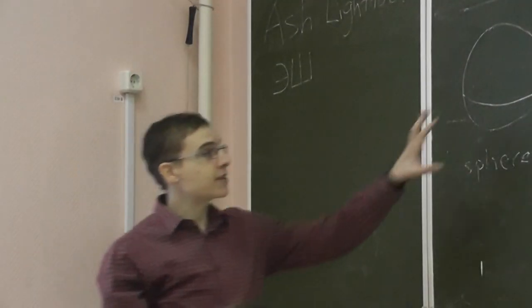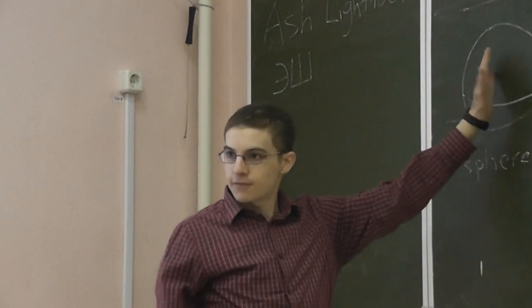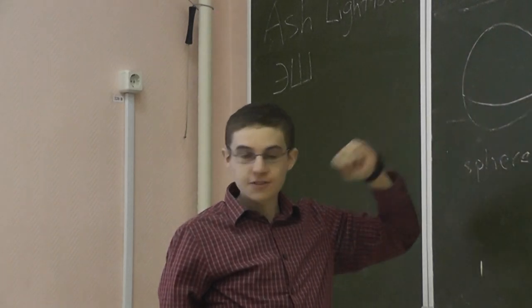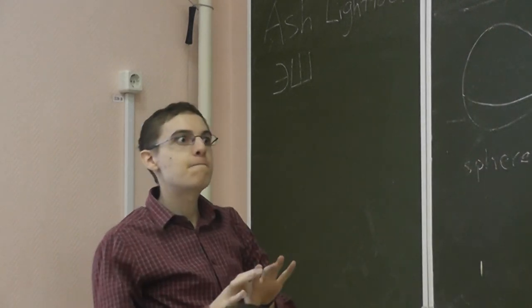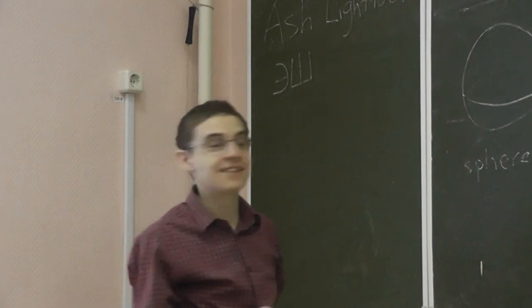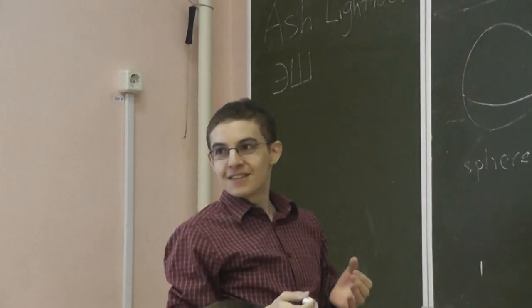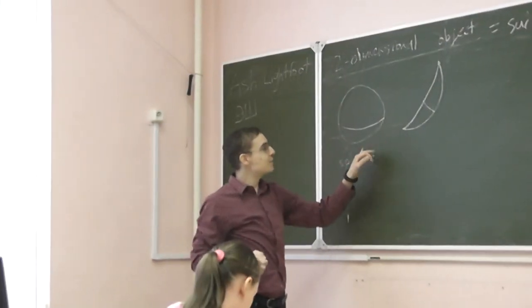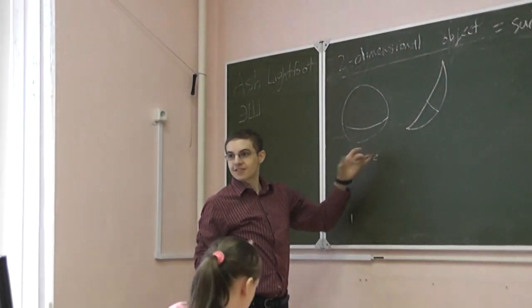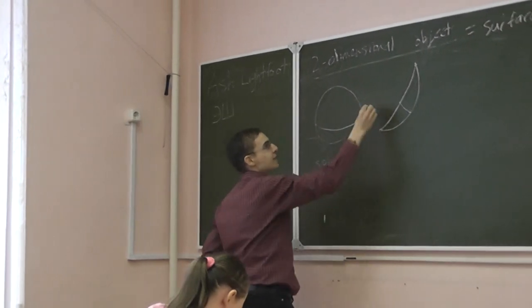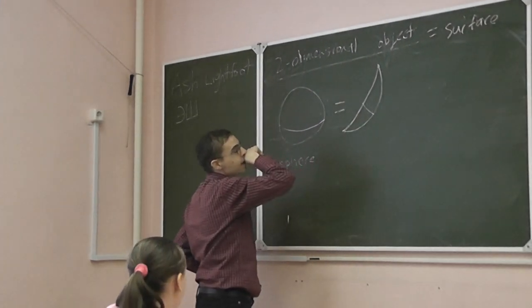So, topologist. Now, what about a football? The surface of a football. That's a sphere. What about a banana skin? I'm not sure I can draw this. The surface of a banana is also a sphere to a topologist. We can shrink it down a little bit.